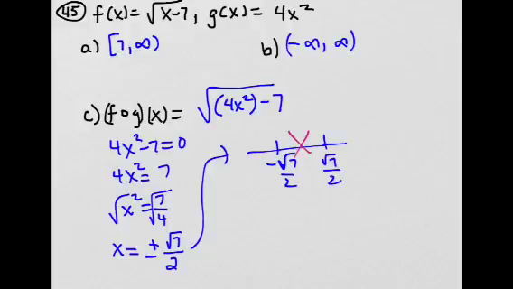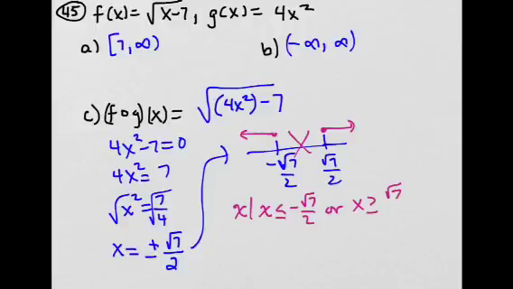Can't use it. Over here on this side, I'll probably use 5, just to pick a number. So if x is 5, then we're okay. Same thing with negative 5. If x is negative 5, we're also okay. So my interval is from here to here, here to here. So how you can write it is all x such that x is less than or equal to negative radical 7 over 2, or x is greater than or equal to radical 7 over 2. And so that would be the domain.